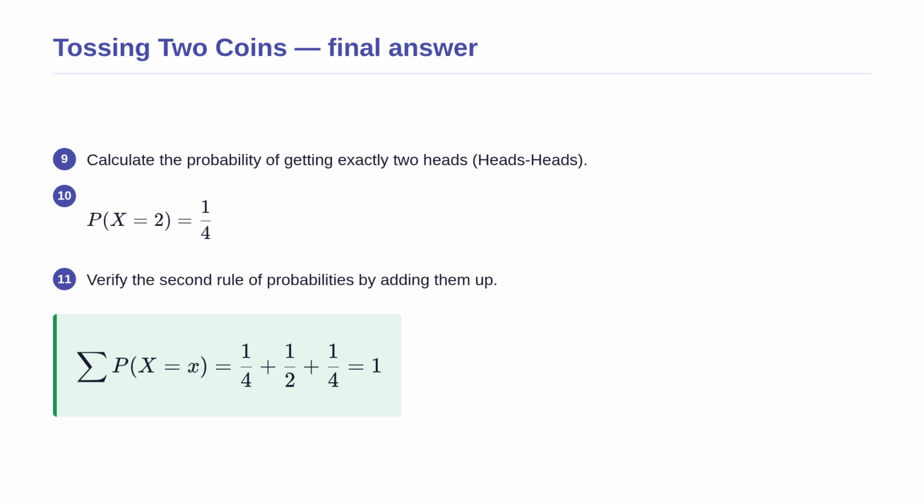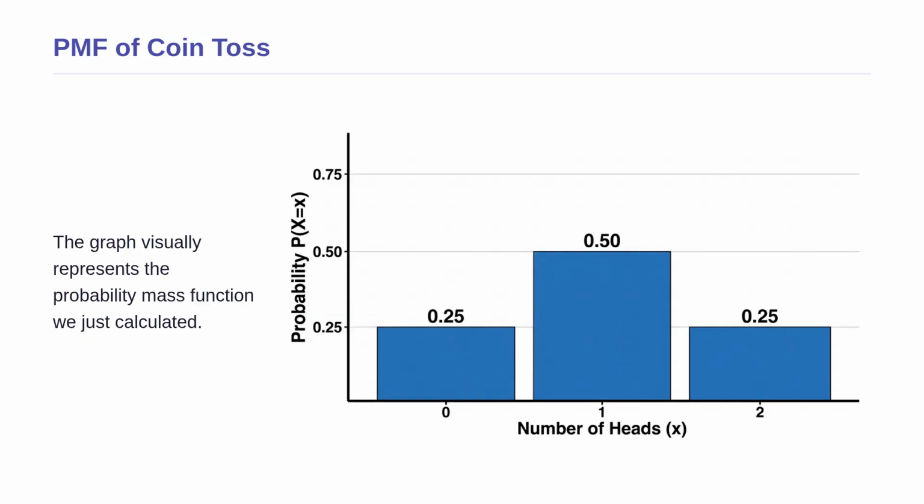Physically, this final answer tells us that if we flip 2 coins many times, we should expect to see exactly 1 head about half of the time, which perfectly matches our real-world intuition. To truly grasp what we just calculated, let us look at this visually. Here we see a graph representing the probability mass function for our coin toss.